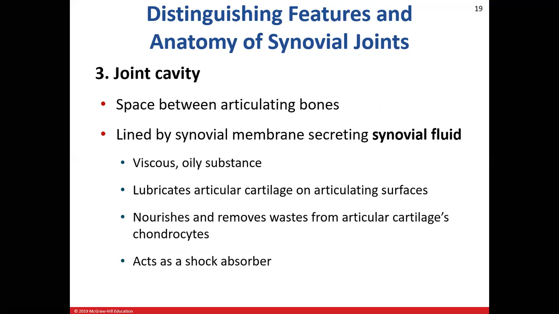The third feature is a joint cavity. Now the joint cavity is that kind of space that we find between the articulating surfaces of each individual bone in the joint. It's going to be lined by the synovial membrane that secretes the synovial fluid. Now this synovial fluid is kind of a viscous or a thicker, oily type substance.